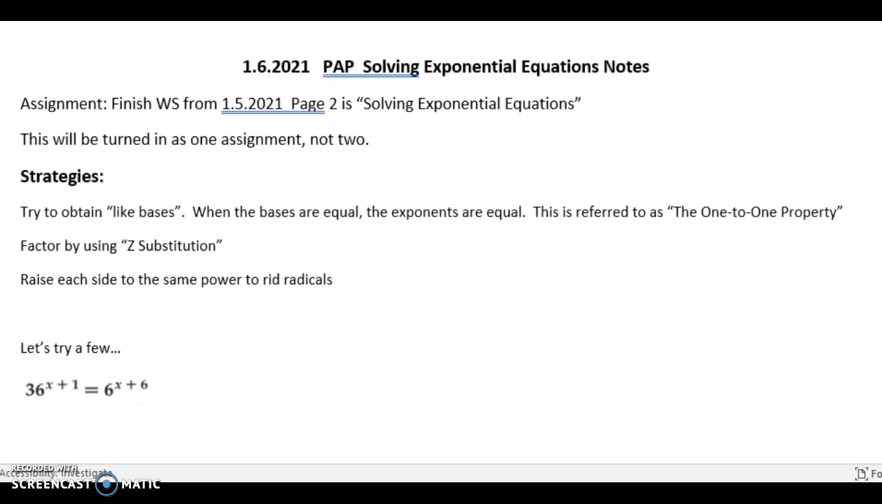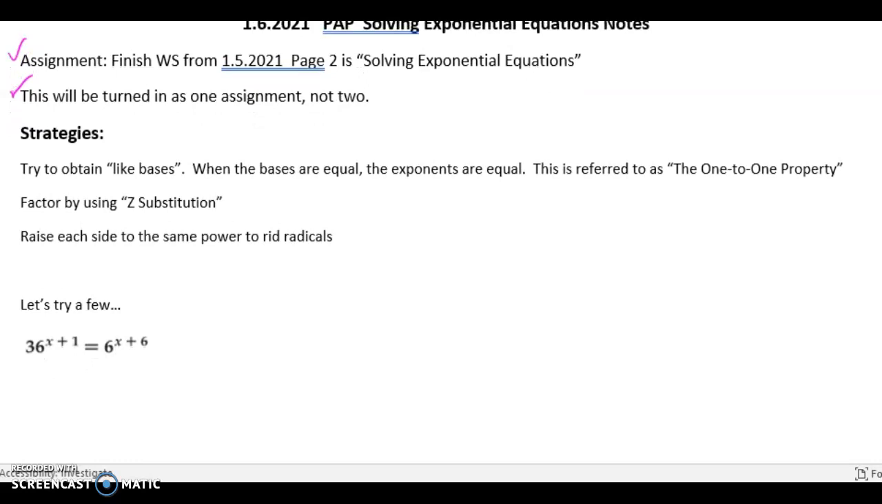The assignment when we finish is to finish yesterday's worksheet, do page 2 from yesterday's worksheet. This is the solving part. This will be turned in as one assignment, not 2 assignments.